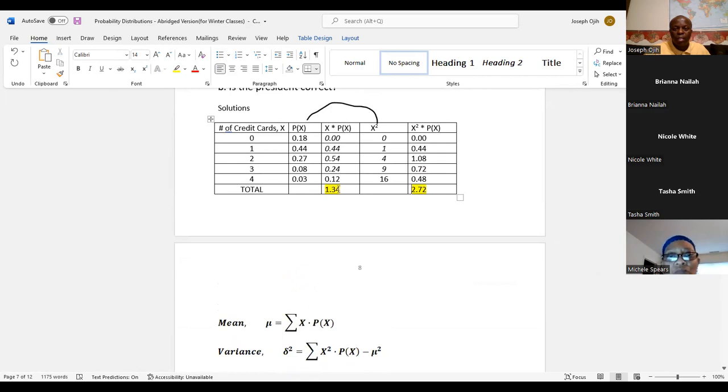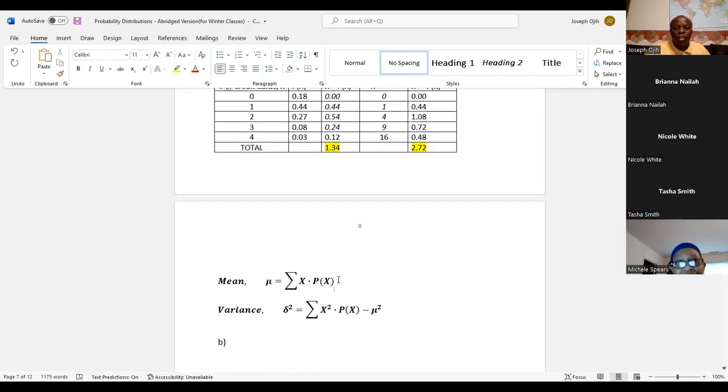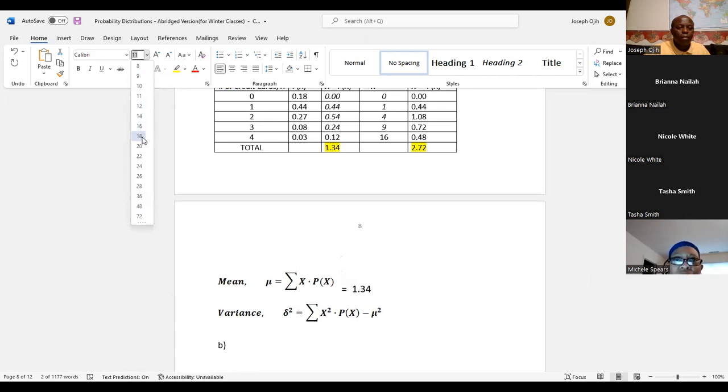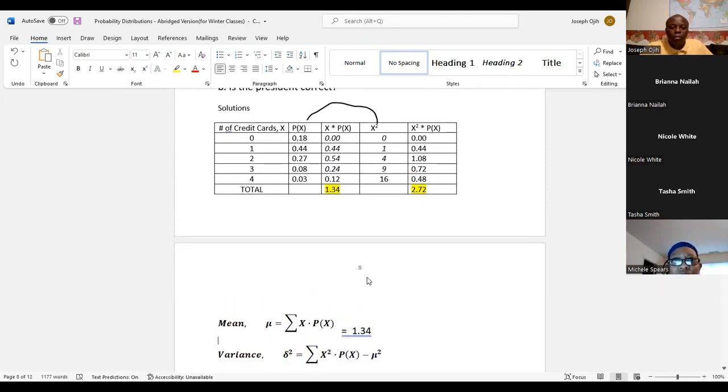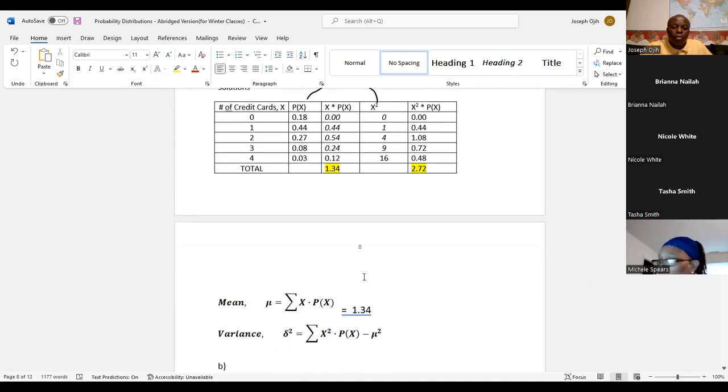Sum of x times px is 1.34, which gives us the mean, which is the sum of x times px, equals 1.34. Let me make it big. See, so we have found the mean, 1.34. Any question on that? Any question? Good, no question.